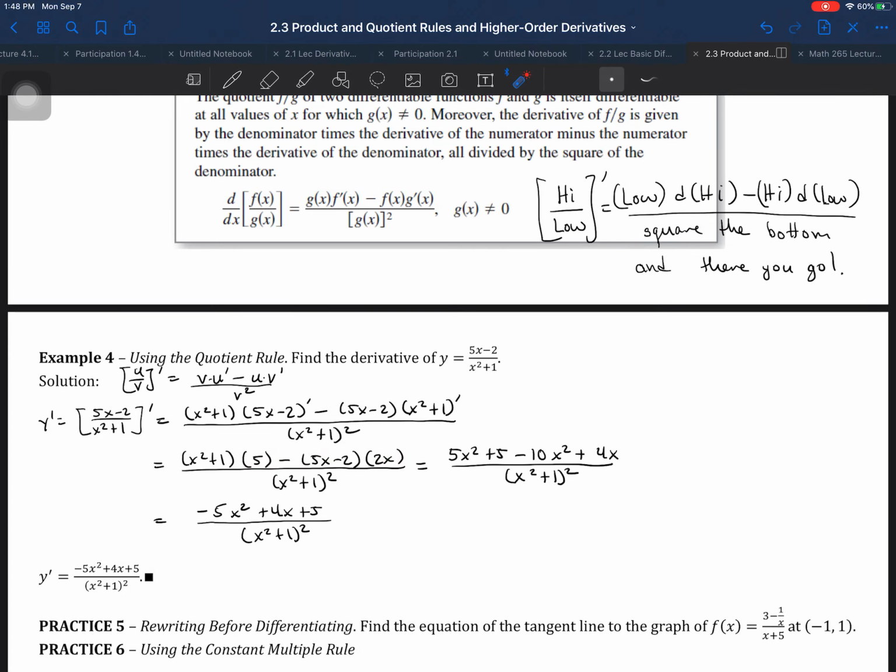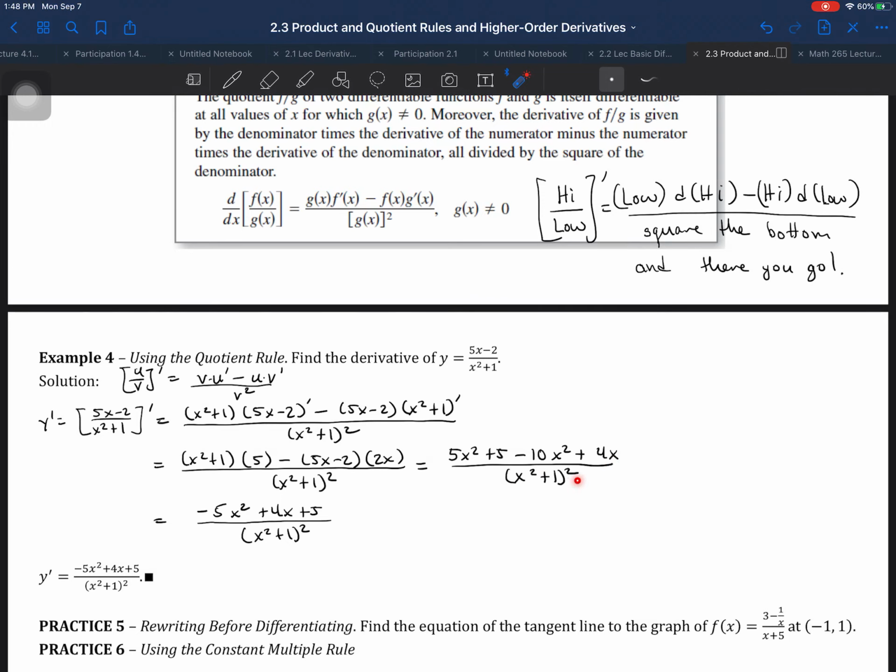So now I'm going to simplify this by following the distribution. In the second part, I'm going to be careful because there's a minus in front of it, so I distribute negative 2x. The first part is easy: 5x squared plus 5. The second one: negative 2x times 5x gives negative 10x squared, and negative 2x times negative 2 is positive 4x, because negative times negative is positive. All over x squared plus 1 squared.